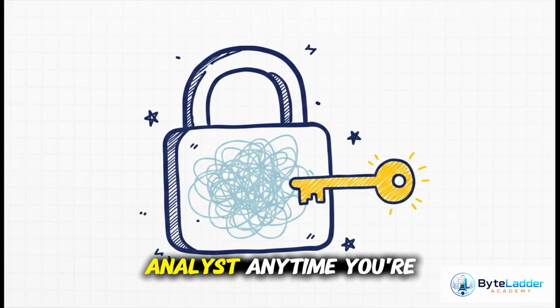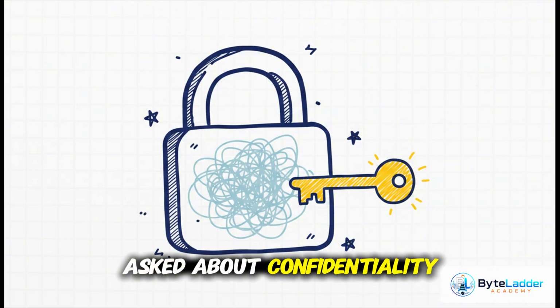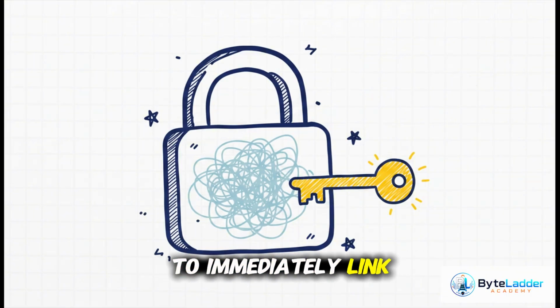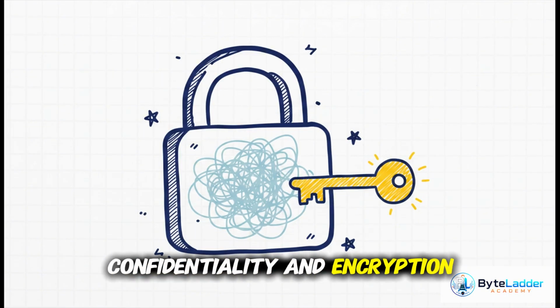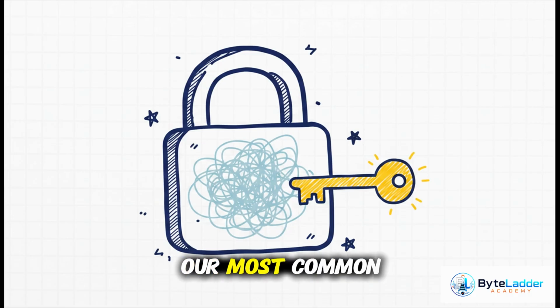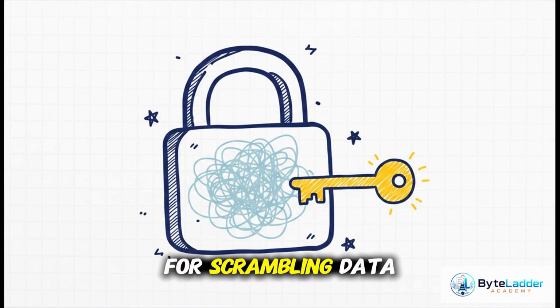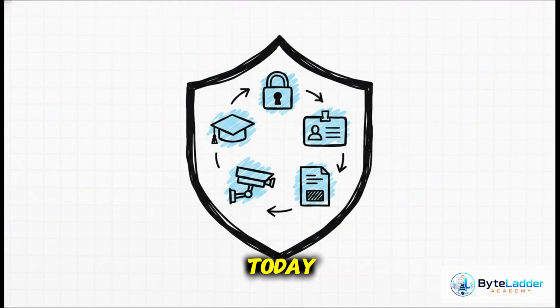As a junior analyst, anytime you're asked about confidentiality, I want you to immediately link the words confidentiality and encryption in your mind. It is absolutely our most common and powerful tool for scrambling data to protect it from prying eyes. So let's quickly recap our explainer today.